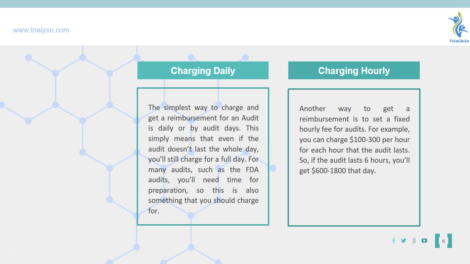Charging hourly is another way to go about it. You can charge somewhere between $100 to $300 an hour. So that means if an audit lasts for 6 hours, you could potentially make anywhere between $600 to $1,800 for that day. Of course, you want to charge hourly based on the staff that's required to prepare the documents and go through the audit requirements.